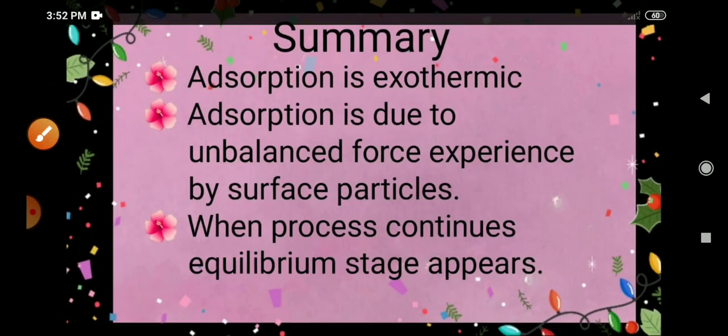So let us summarize this topic. What we have learned in this topic is that adsorption is an exothermic process, and this adsorption is due to the unbalanced force experienced by the surface particles. And when the process continues, delta G becomes 0 and the equilibrium stage appears. So this is all about the mechanism of adsorption. In the next video, we'll be discussing the types of adsorption. I hope it is clear to you. So thank you everyone.